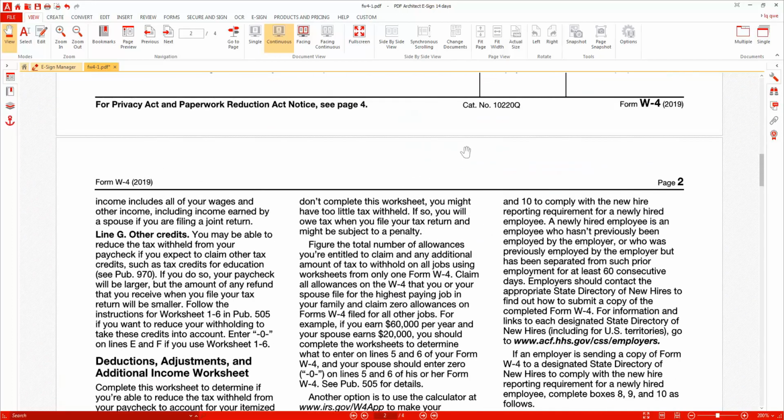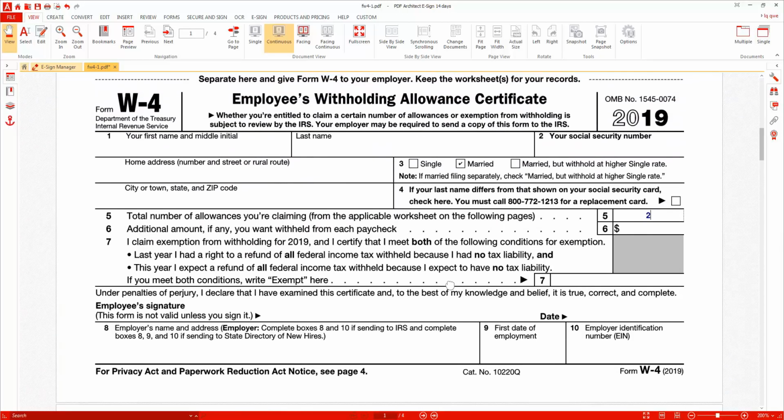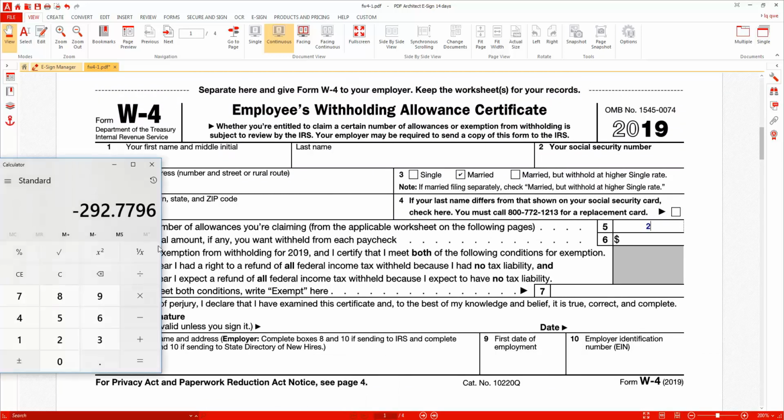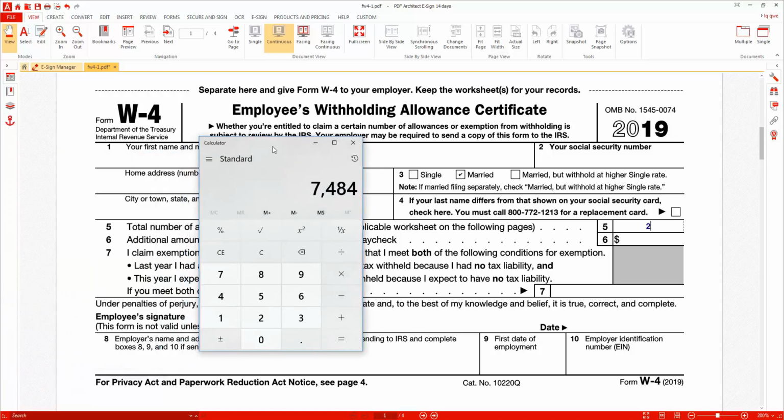Okay, this is really easy. All right, so we already know that for the year, at $90,000, you know you're going to owe $7,484. You know that already. Okay. All right. So now all you have to do is simply divide that by the number of pay periods you have in a year.